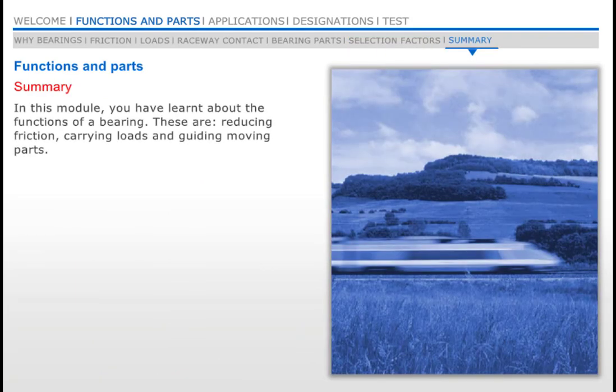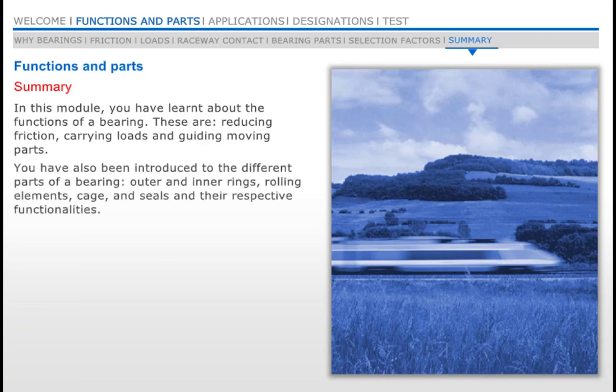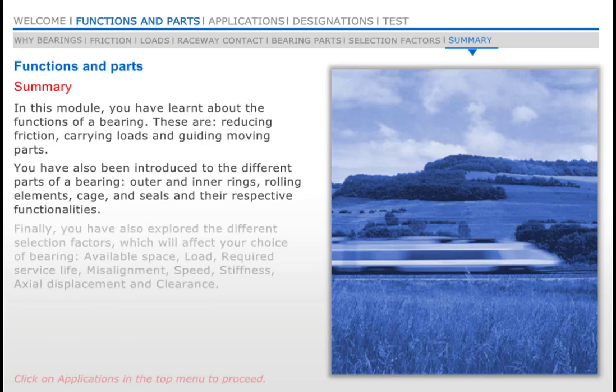In this module you have learnt about the functions of a bearing. These are reducing friction, transmitting loads, locating and guiding moving parts. You have also been introduced to the different parts of a bearing: outer and inner rings, rolling elements, cage and seals and their respective functionalities.